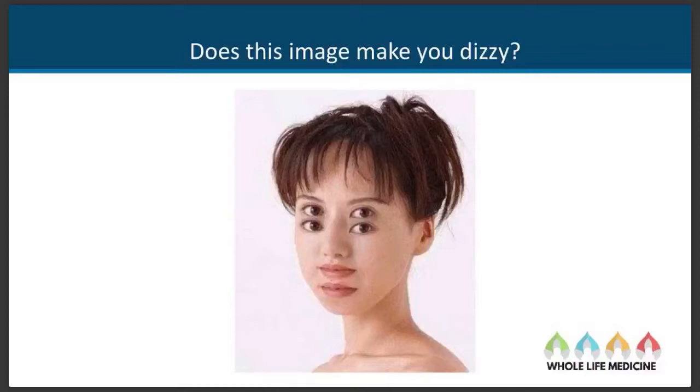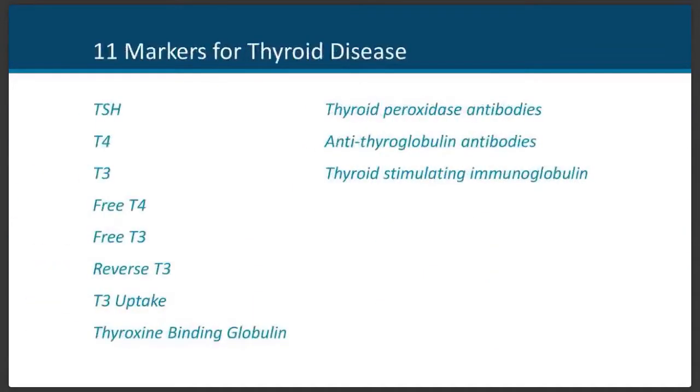Okay, so let's just go back here so we can talk about those ones I just skipped. So there are 11 major markers for thyroid disease. And the screening marker that we use is TSH. This stands for thyroid stimulating hormone, and this is the most common marker that we use to assess thyroid function.